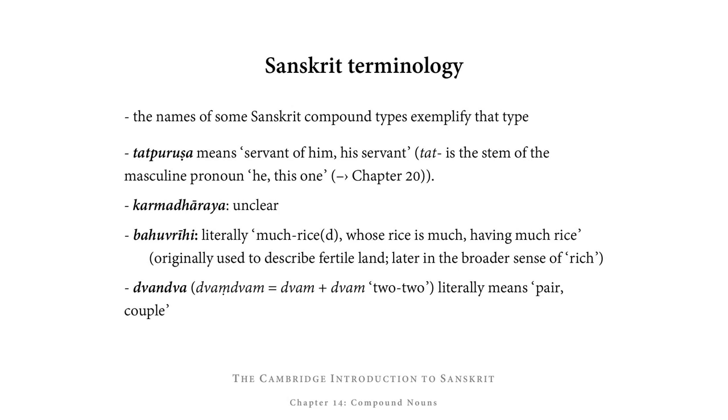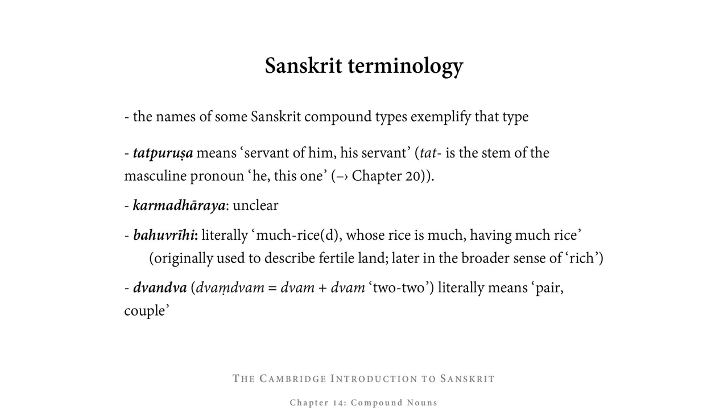Those were the main kinds of Sanskrit compound types. There are more, but we're not going to focus on them in this book. Now, to look at the terminology that we've been using, the names of at least some Sanskrit compound types actually exemplify that type. Tatpurusha literally is "a man of him" or "a servant of him." Tat is the stem of the masculine pronoun he, or this one, and so Tatpurusha is the servant of him, or his servant. Karmadharaya, the meaning of that is actually completely unclear. We're not quite sure why it's used or what exactly it is supposed to mean.